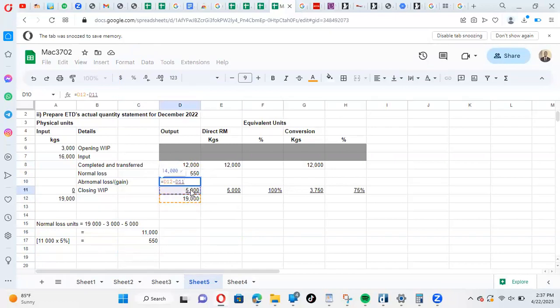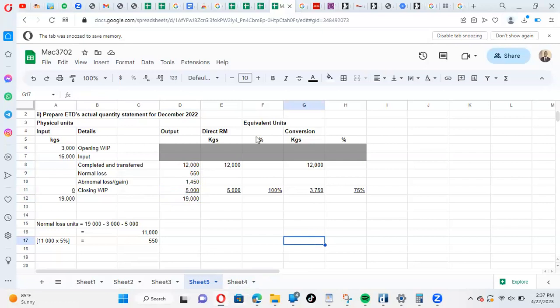So an easy way to find that, it's going to be 19,000 minus 5,000, the balancing figure here, right? Minus 12,000. That's the balancing figure. So we've got a very huge abnormal loss there. Very easy, right?